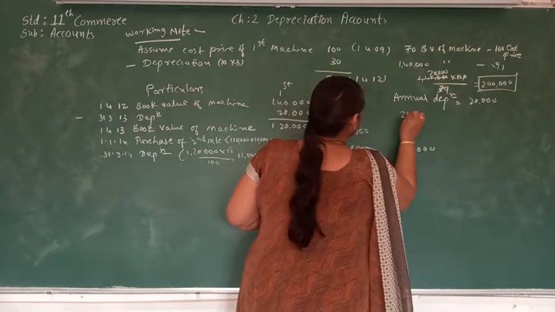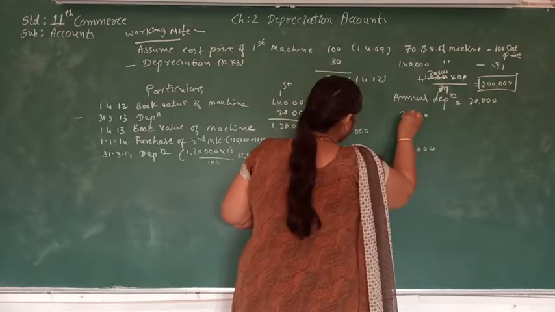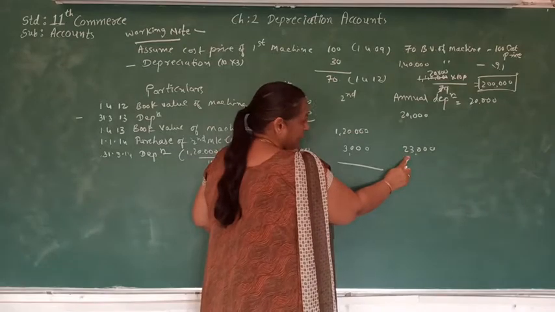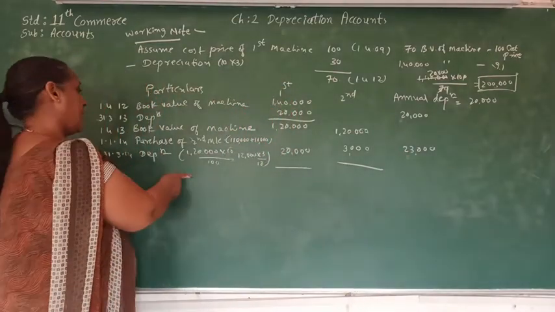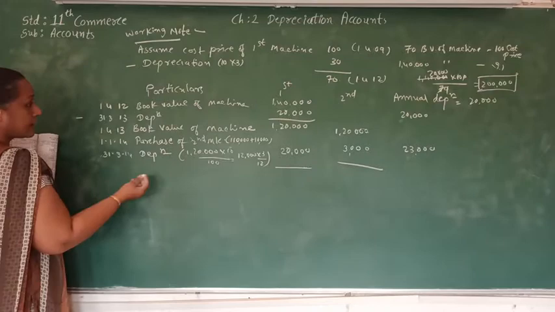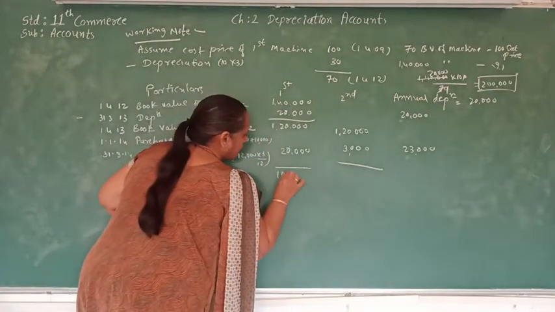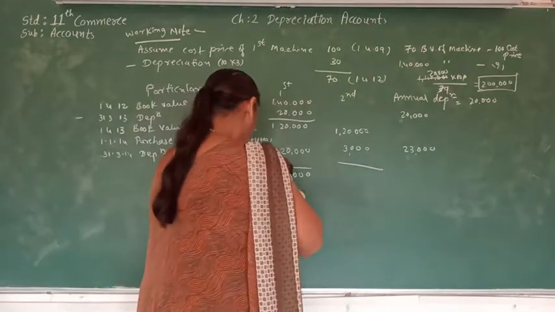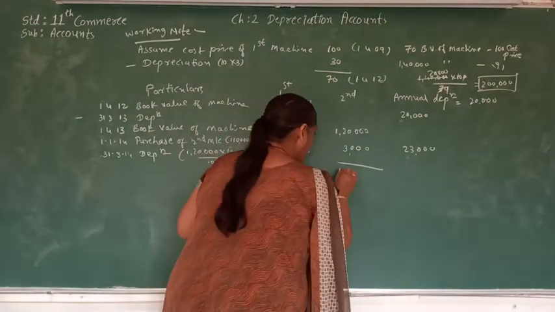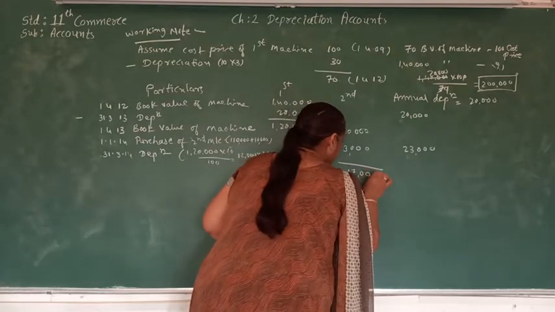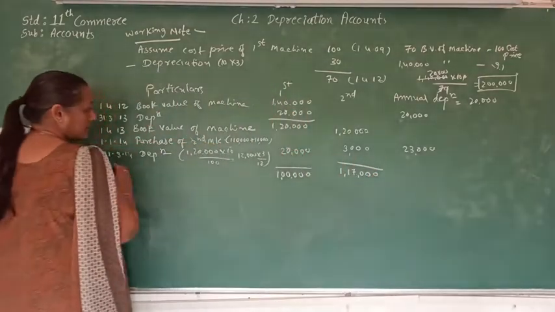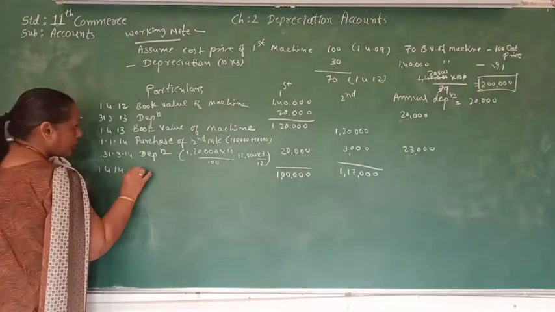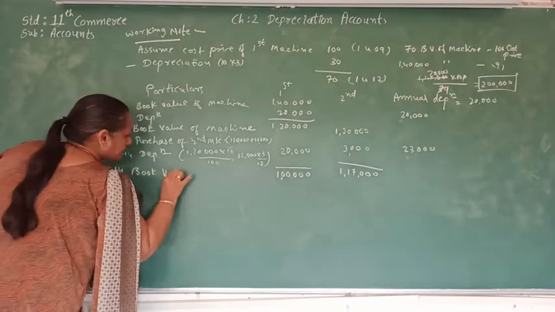Total of the first year will be 20,000. So for the first year we are going to provide depreciation of 20,000, and for the second year 23,000. Now let's prepare the working note for the third year. Before that, let's make the book value of the machines. The first machine book value will be 1 lakh, and for the second machine the book value will be 1,17,000. This is the book value at the end of the second year, so that will be on 1/4/14, book value of both machines.